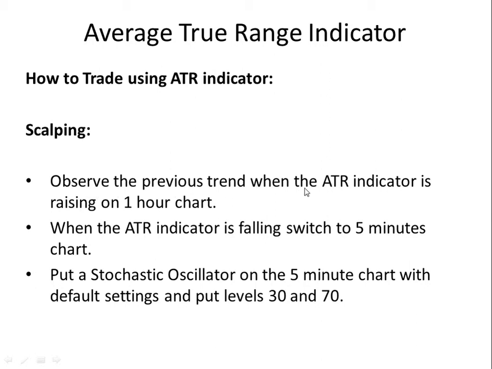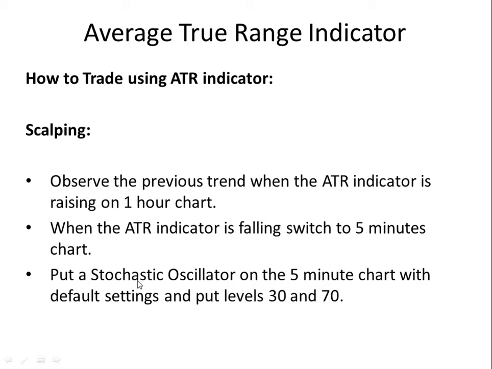Observe the previous trend when the ATR indicator is rising on the 1 hour chart. So take a 1 hour chart, put an ATR indicator on it for any currency pair, and observe the previous trend when the ATR indicator is rising. When the ATR indicator is falling, switch to the 5 minutes chart. That means you have to switch to the 5 minutes chart when the ATR indicator is falling.